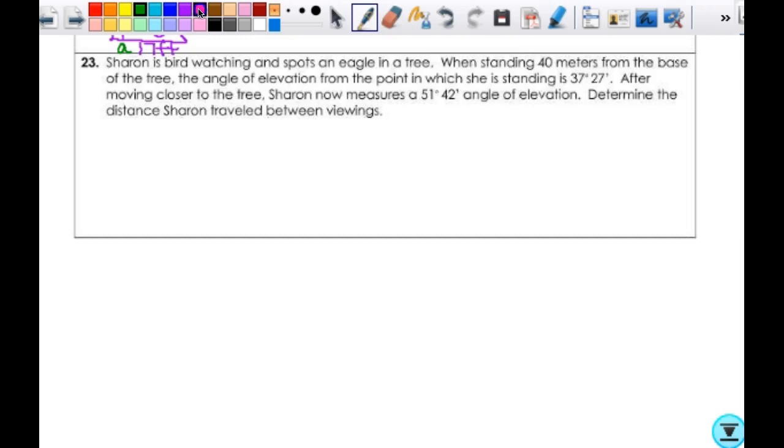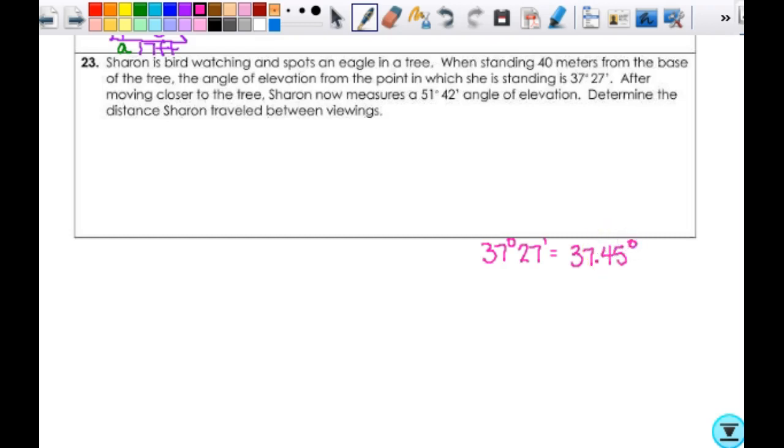Okay, so the first thing I want to do is change my angle measures here. So I'm going to take this 37 degrees 27 minutes and I want to convert it to decimals so that I can actually use it. So I'm going to take this 27 and I'm going to divide it by 60, so I get 37.45 degrees.